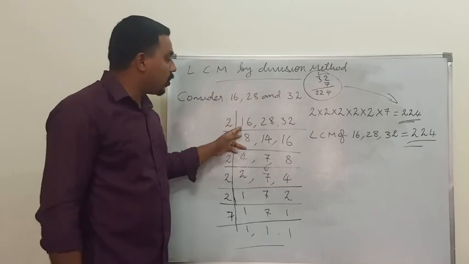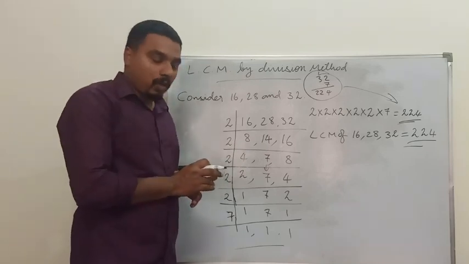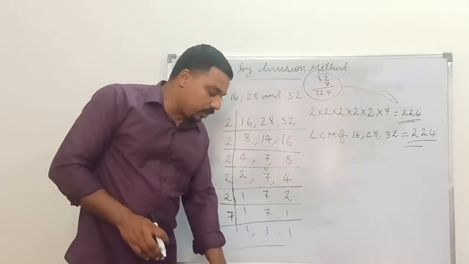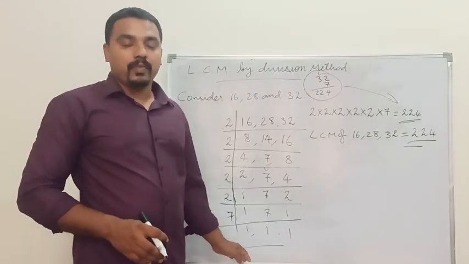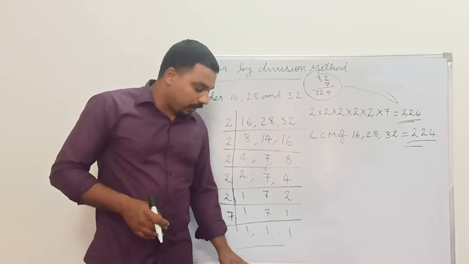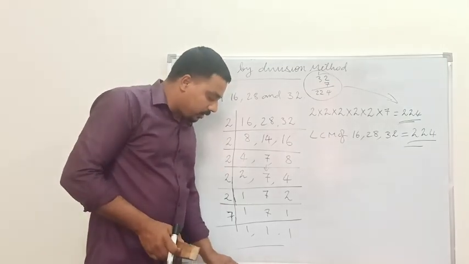We can consider more than 3 numbers also in this method. Okay, so I hope all of you understood how to find out the LCM, HCF and the prime factorization. Okay, now I will give you some homework. You try to do that.